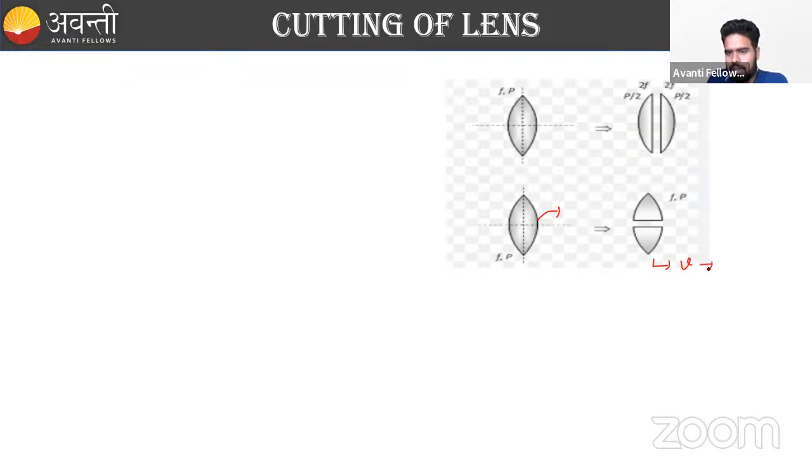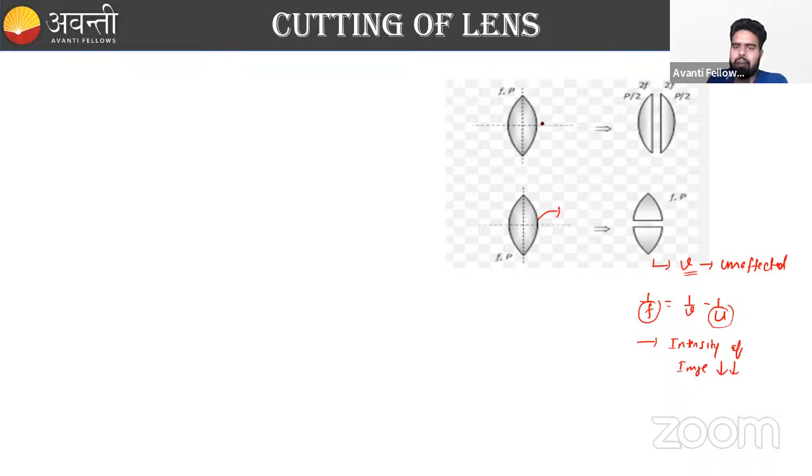We can say in this case, image position is unaffected, right? But why is the image position unaffected? Because we know that if we apply the formula 1/f = 1/v - 1/u, object distance is not going to be changed. Focal length remains the same. So we can say the image distance is unaffected, but the intensity of the image decreases.